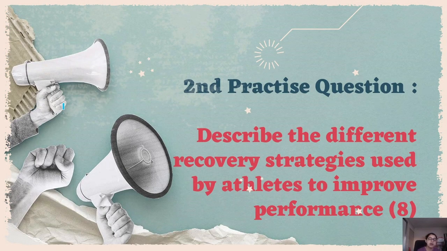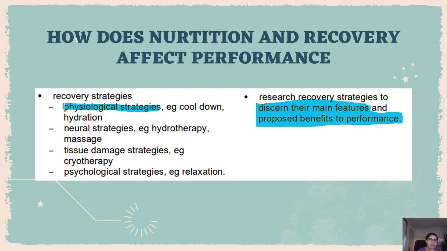an introduction because it's an 8 marker. So something like: recovery strategies are essential to an athlete's performance, and they include physiological strategies, neural strategies, tissue damage, and psychological strategies. You could also give examples too, but I'd just talk about the examples in the body paragraphs.